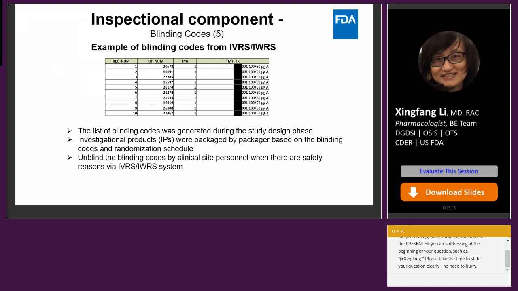Here is another example. It's a printout of the blinding code from the RWRS system. This is from the software. This column is the K number, and this is the treatment. So in case of an emergency situation, the site personnel can unblind the blinding code through the RWRS system. However, the site personnel will detail in the subject research documents why they unblinded this specific subject.